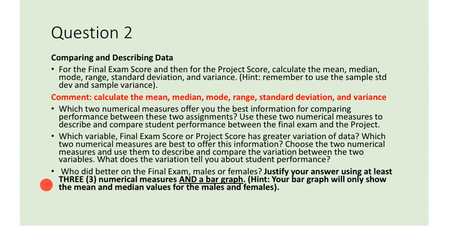And finally, in the last part of this question, you're going to answer the question, who did better on the final exam? Was it males or females? Justify your answer using at least 3 numerical measures and a bar graph. Create a bar graph that will show the mean and the median values for the males and females. So in this particular one, you're creating 2 separate bar graphs, one that compares the mean and the median for males and one for the mean and median for the females.